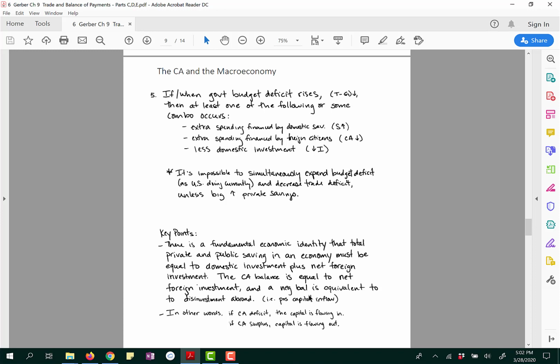It's impossible to simultaneously increase the budget deficit and decrease the trade deficit unless you have a gargantuan increase in private savings, which is what some certain politician has been trying to do lately.